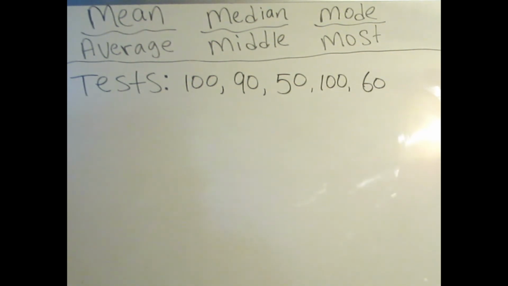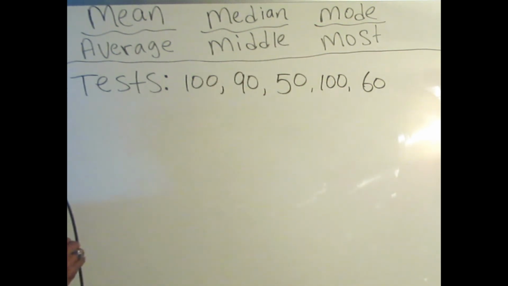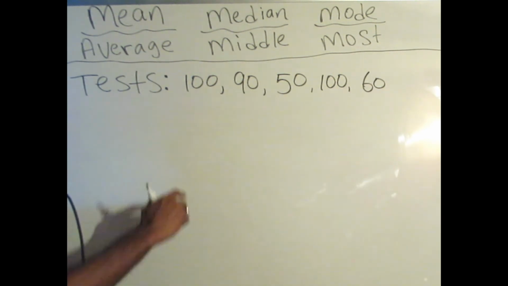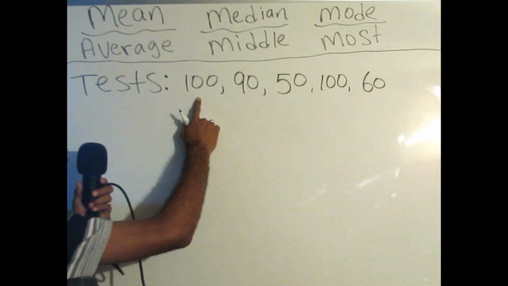Recently, we found the mean, which is the average. Then we found the median, which is the middle number. And now we're going to find the mode. There's nothing special that you need to do to find the mode. If you can see up here, the mode is just the most. So you don't have to arrange your numbers in any order, add, minus, or anything like that. You just have to look at your set of numbers and see which number occurred the most.